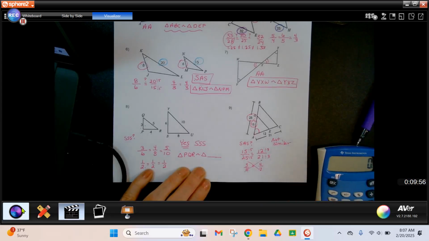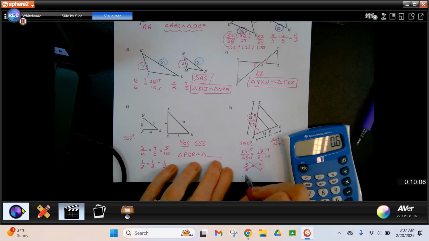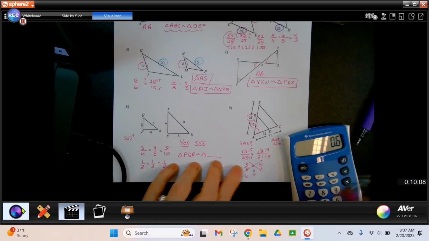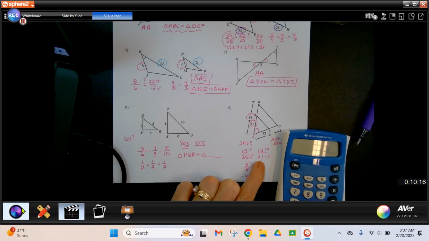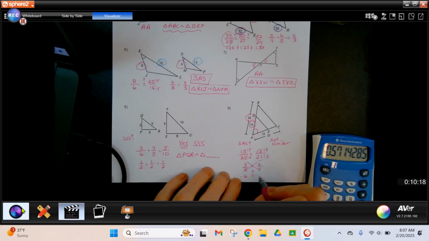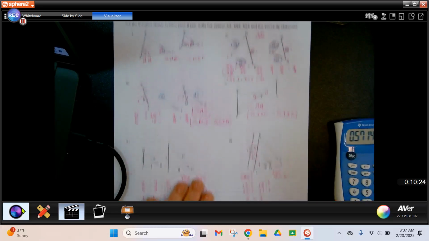And I was going to mention you can use your calculator, so I could take 15 divided by 25, and that's 0.6. Is that equal to 12 divided by 21? 12 divided by 21, and I get 0.57. So no, these are not equal. So the sides are not proportional, so we cannot use SAS.